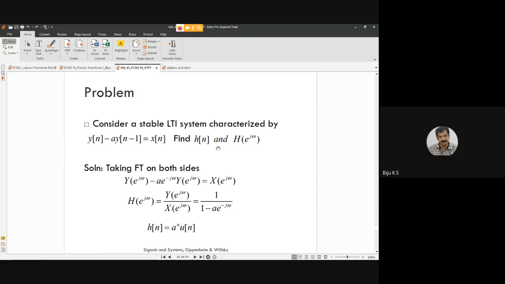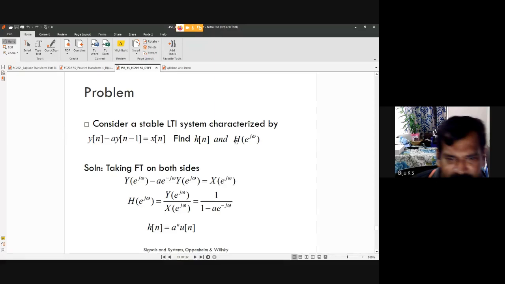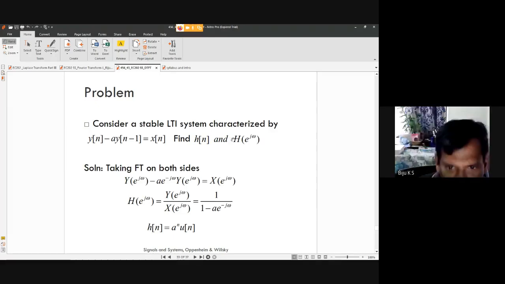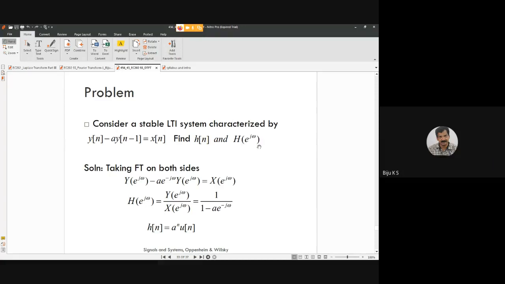Also from this equation, they may ask you to plot the magnitude response and phase response. So for the magnitude response, you find the frequency response, then the modulus of H(e^{jω}) is the magnitude, and the angle of H(e^{jω}) is the phase response.